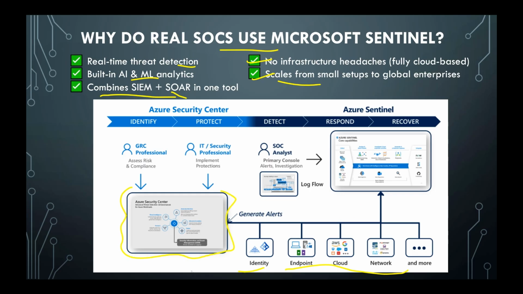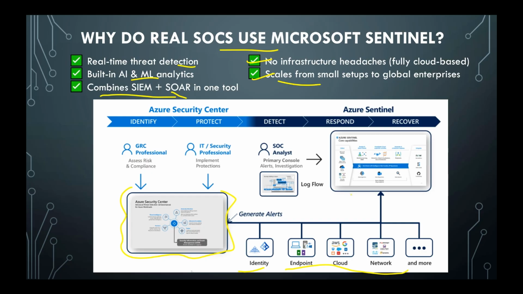So by integrating Office 365, Sentinel can detect unusual activities like unusual sign-ins or malicious email attachments that could indicate a phishing attack or account compromise. So these integrations make it easier for SOC analysts to see the full picture of what is happening in the environment and respond quickly to security events.